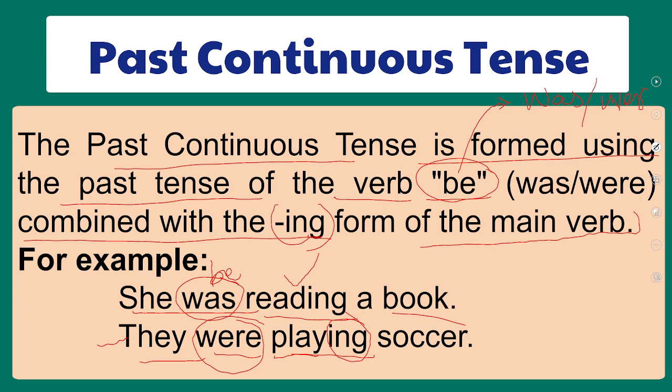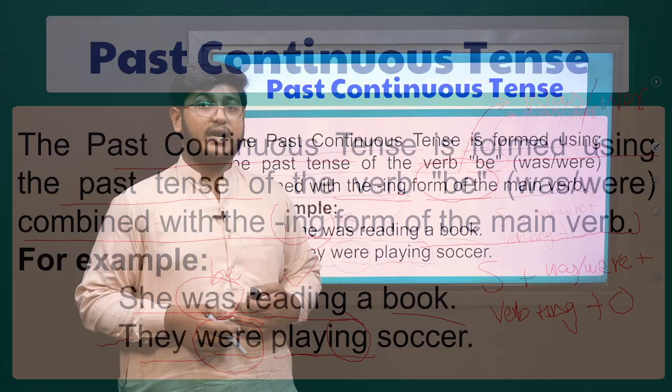So guys, I hope you have understood how to form past continuous tense. The pattern is very simple: the subject, then was or were as a helping verb, then the main verb with ing, and then we write the object. This is the very simple structure of past continuous tense, which I hope you have understood.